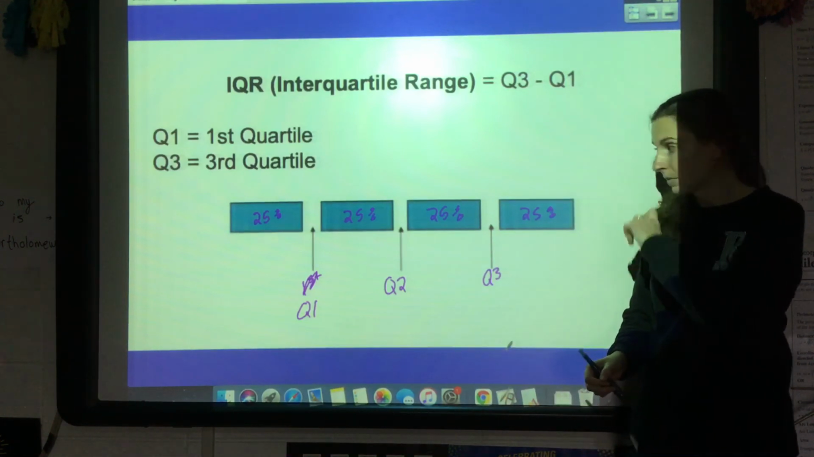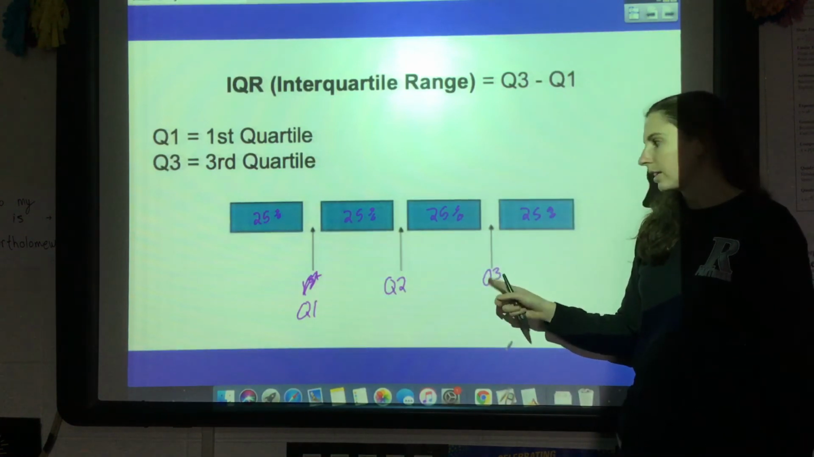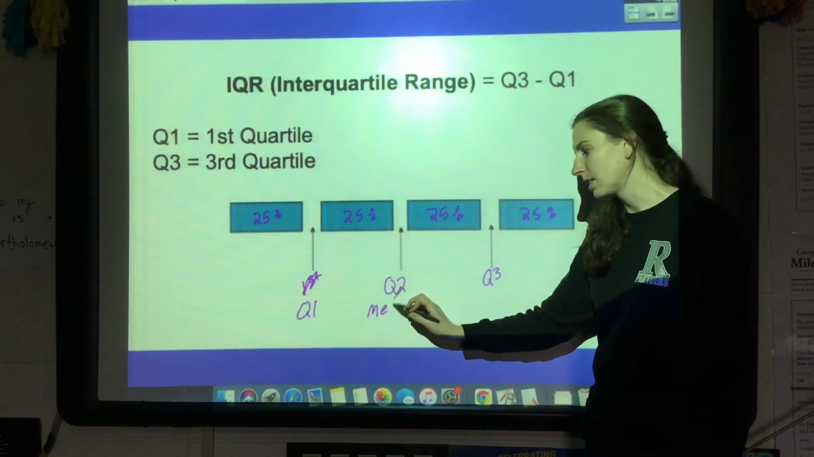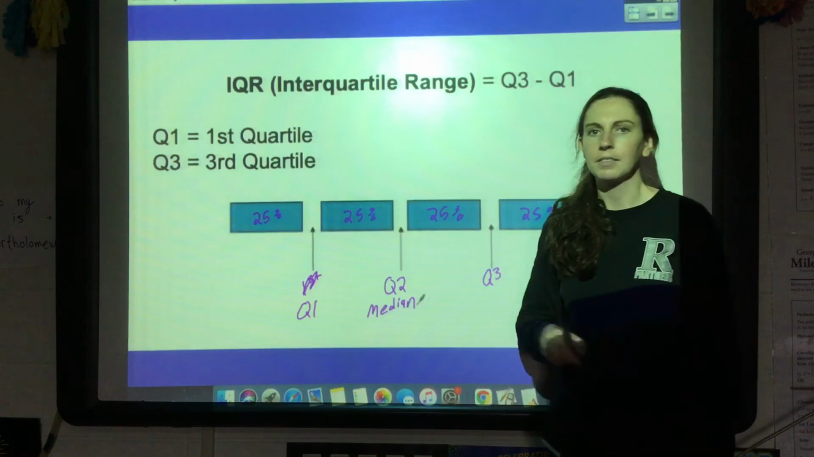Thank you. So we call this Q1, Q2, and Q3 because it's the third quartile. By the way, Q2 is actually just the median because it's the middle number at like 50% of the data kind of thing.